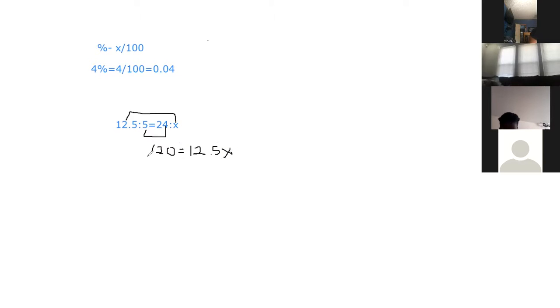Now we're going to divide both sides by the number with the x. So 120 divided by 12.5 is 9.6. X equals 9.6. Okay, did you see how we did that? Whoever was asking? Yes, I was doing the wrong one by accident. You did the wrong one, okay.